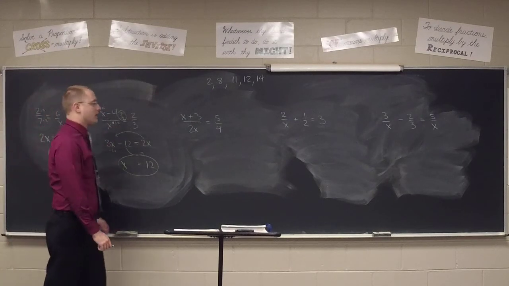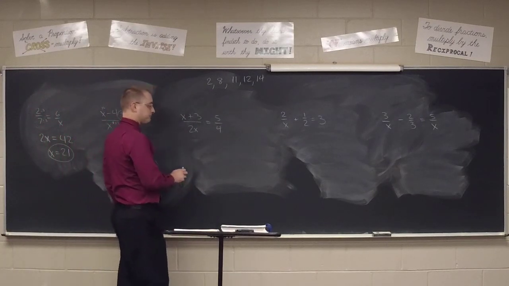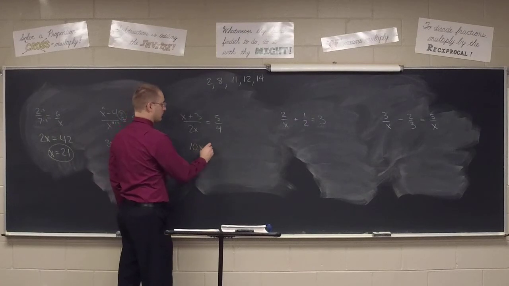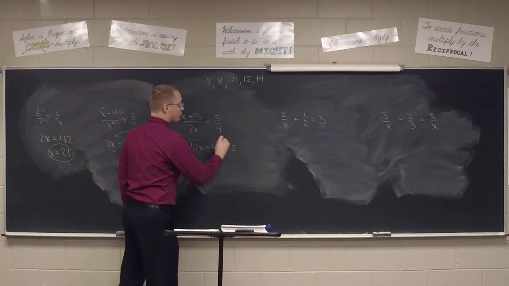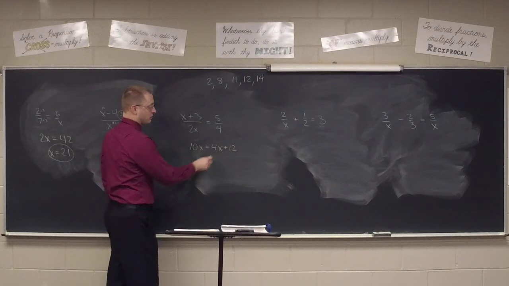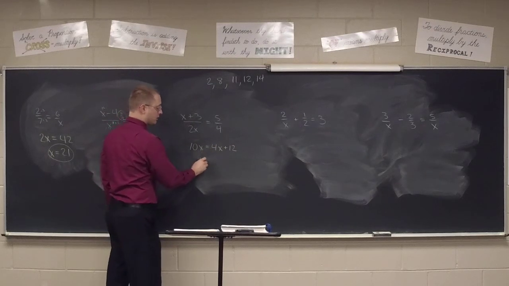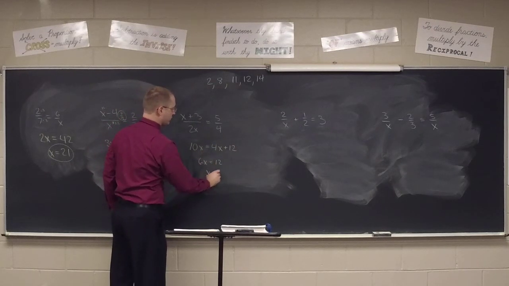Looking at the next one, Noah, what do we get when we cross multiply? 2x equals 4 plus 12. From there, you bring the 4 as a negative to get 6x equals 4, and therefore x is equal to 2.